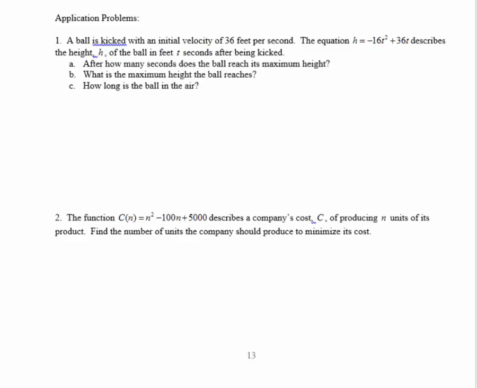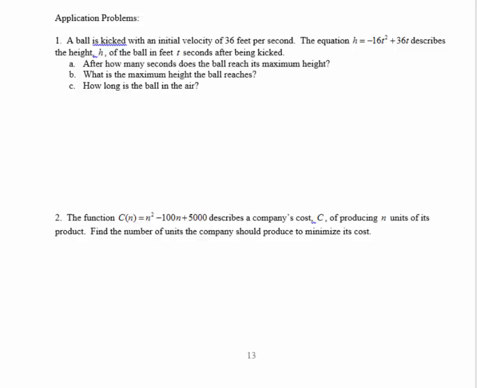Application problems. The last 2 problems in this section are word problems, but they're really wanting you to find either part of the vertex, an x-intercept, or a y-intercept. So you just have to figure out what piece they're wanting you to find. Number 1. A ball is kicked with initial velocity of 36 feet per second. The equation h equaling negative 16t squared plus 36t describes the height h of the ball in feet t seconds after being kicked.